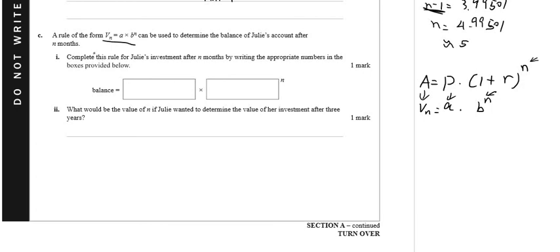For part 1, I complete the rule for Julie's investment after n months by writing appropriate numbers in the boxes below. The balance is my A, and it's also my Vn over here. My P is the starting value, 12,000, times my N. So I need to know what my R is. Now my R is the rate. My 1 plus R is equal to 1.0062. So this is my final equation.